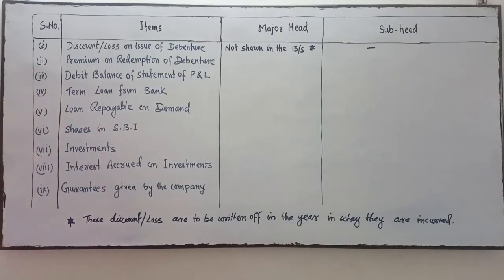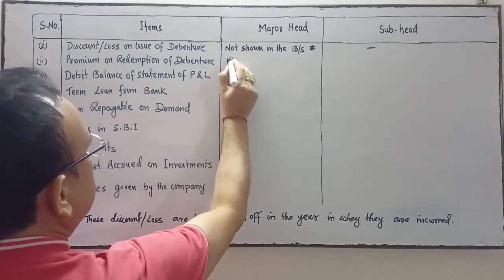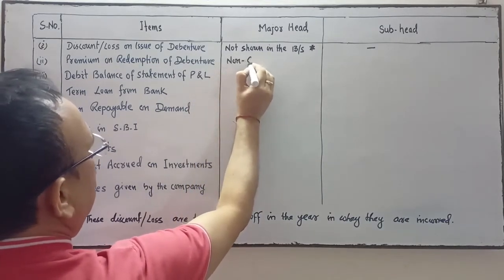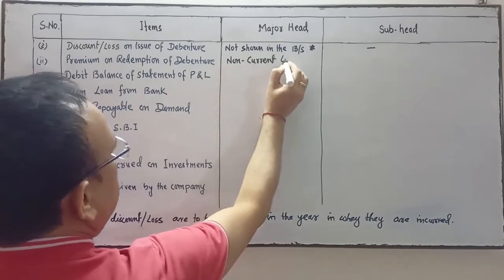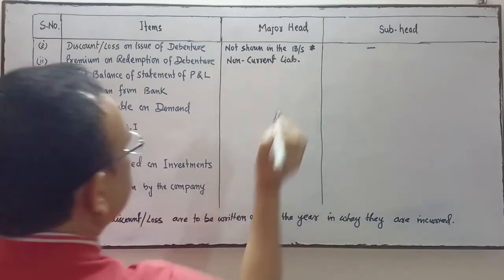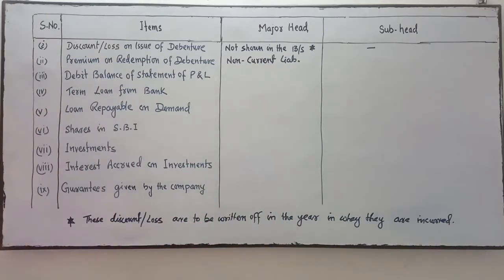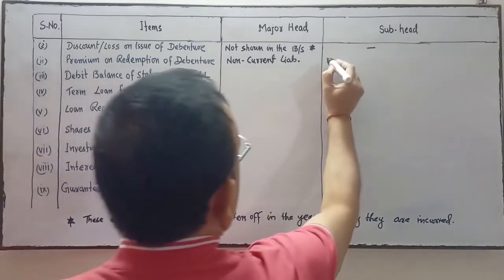Next is premium on redemption of debenture. This comes under non-current liability. The heading is non-current liability. Is it clear? Premium on redemption of debenture is a non-current liability. It is credited while doing the journal entry. So it's a non-current liability, and this comes under long-term borrowings.